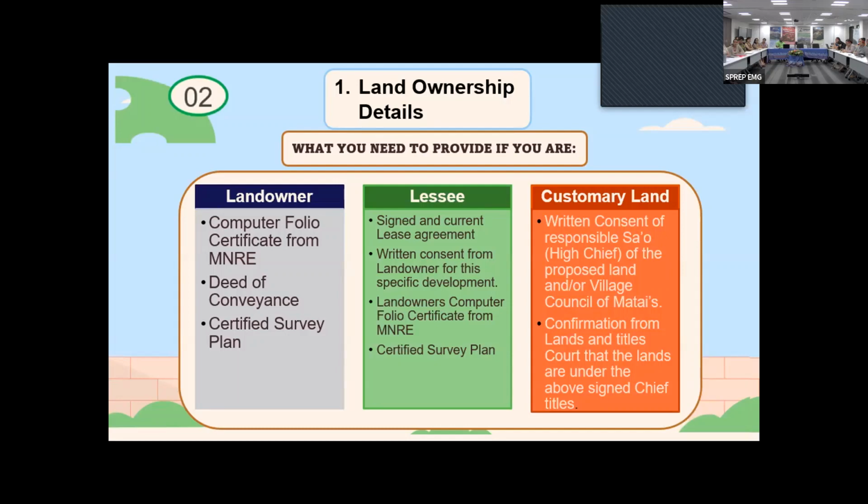From the high tide mark, it's considered government land, government reserves per se. But in our country, our culture is strong, and a lot of our coastal areas are still under the custodianship of our matais and the village councils. So even though my colleagues from MNRE can pitch in, we're very respectful of the authority of these village councils.